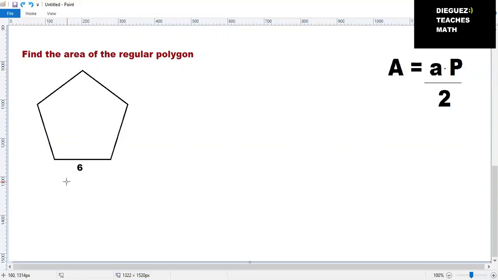But the apothem, well, that's a little bit more complicated. So I'm going to go ahead and begin by dividing my pentagon into the 5 triangles.